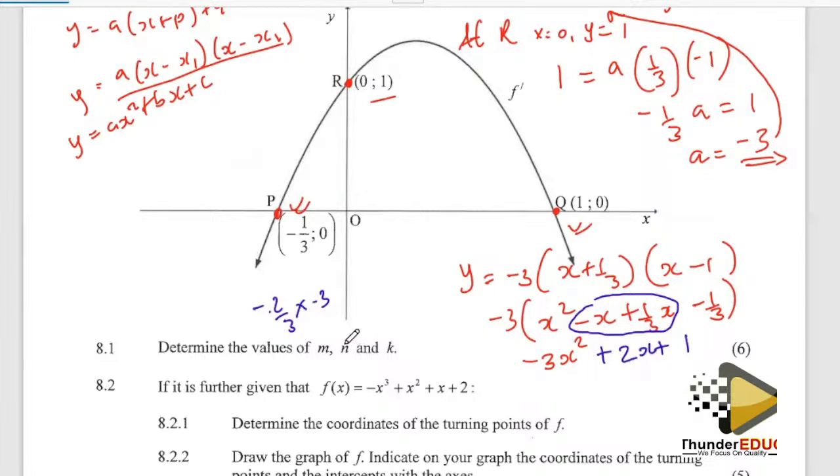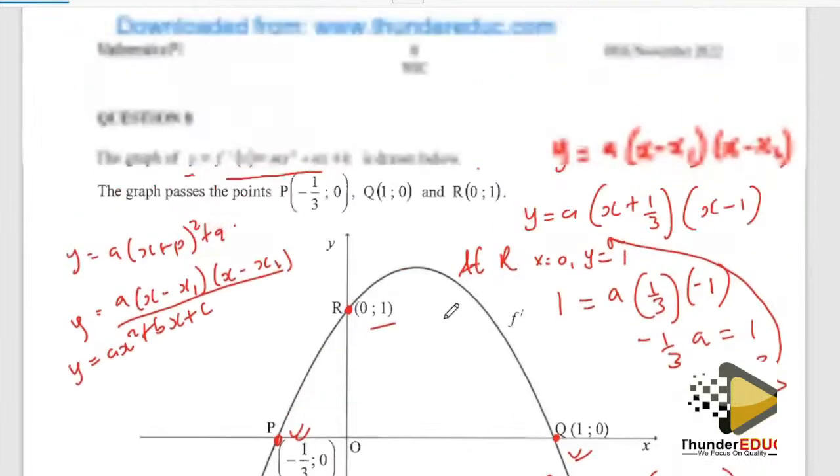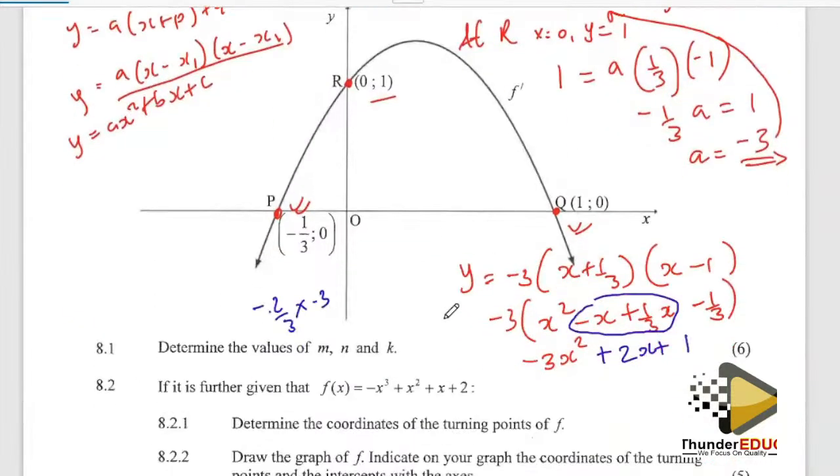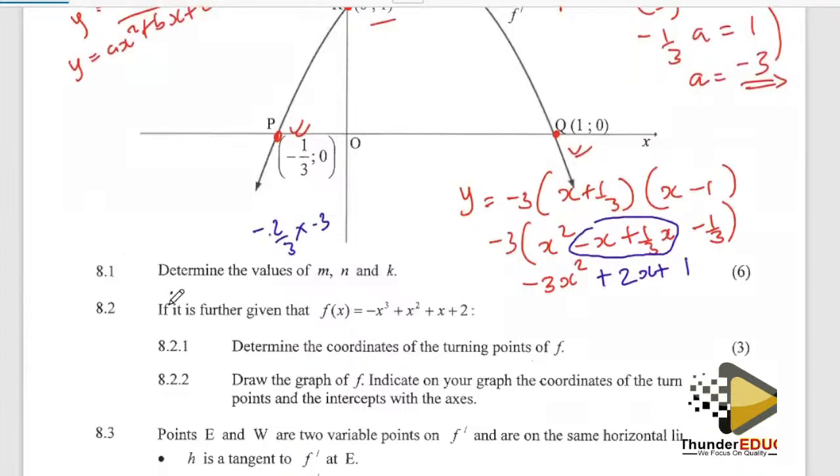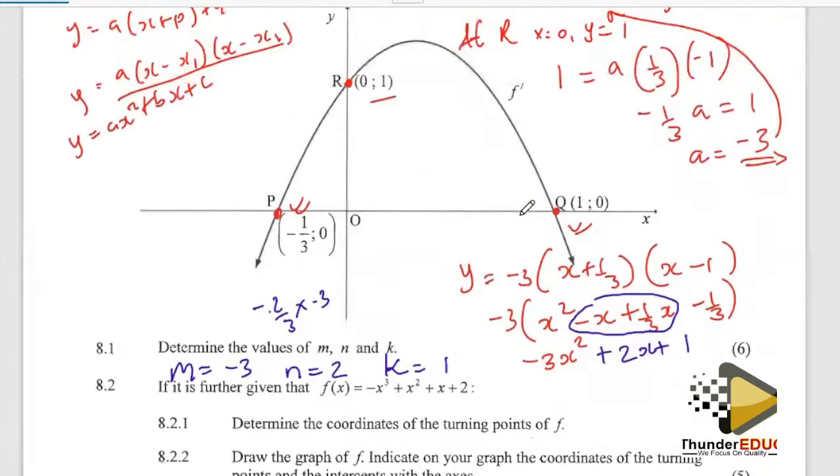The question is asking for m, n, and k, just the way that it's arranged. So we know that our m is going to be -3. Our n is a 2, and then k is a 1, which is also the y-intercept.